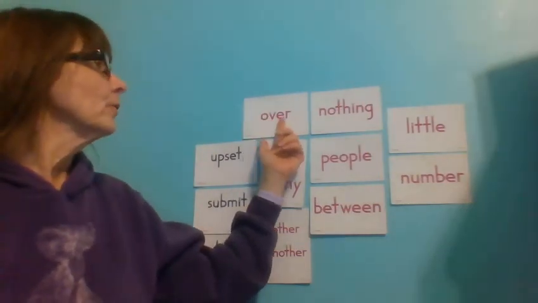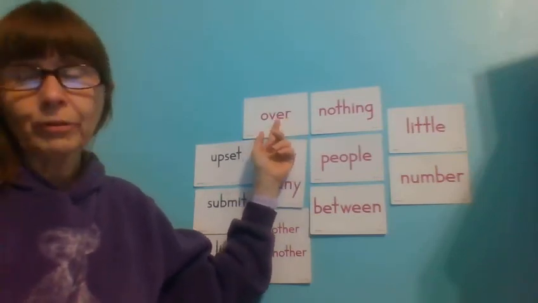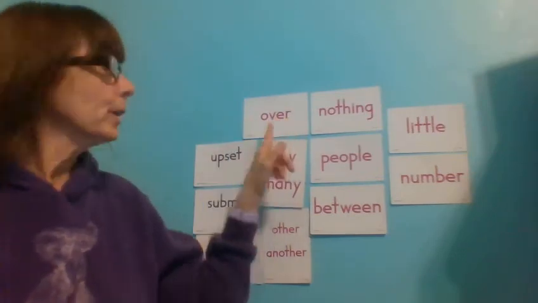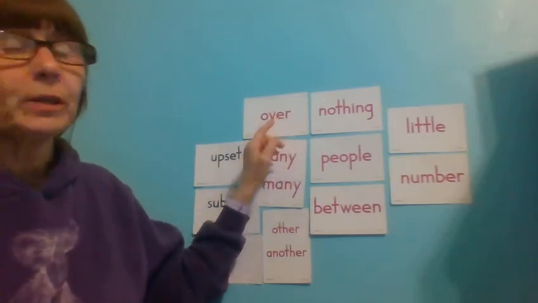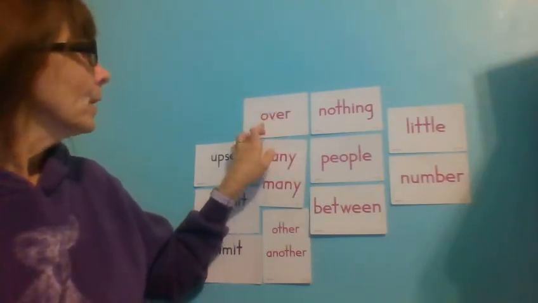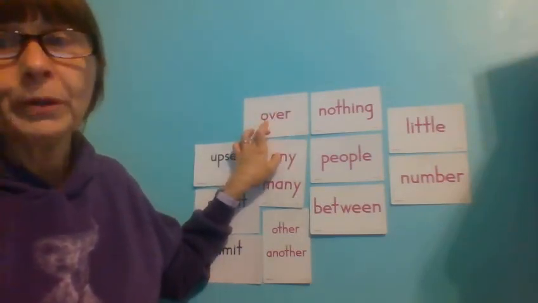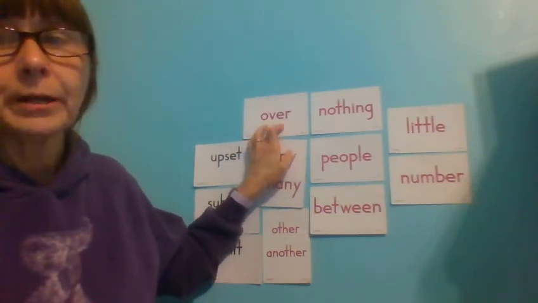And then this part is a closed syllable with an R-controlled vowel. So if we were to mark it, we would put a line right between the O and the V, and we would scoop the R-controlled vowel, E-R. We would call this an open syllable, underline it, and put O. And this is closed, underline it, and put C.